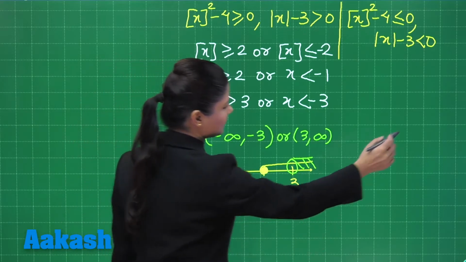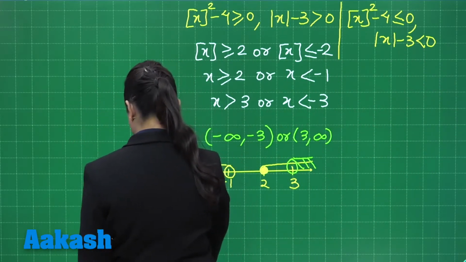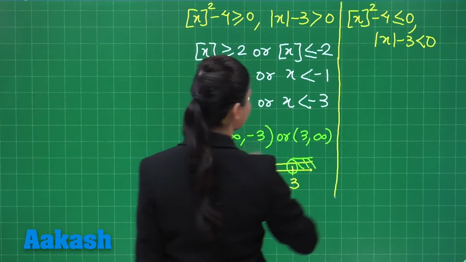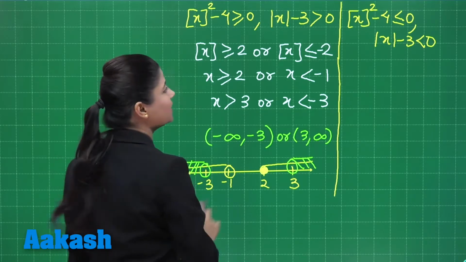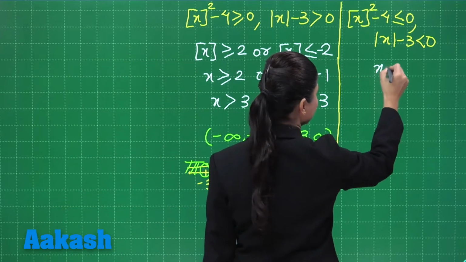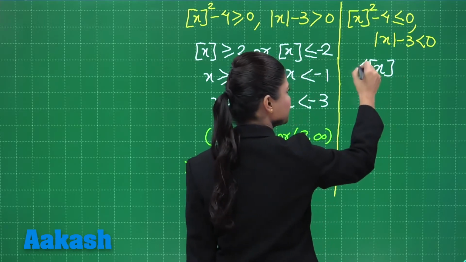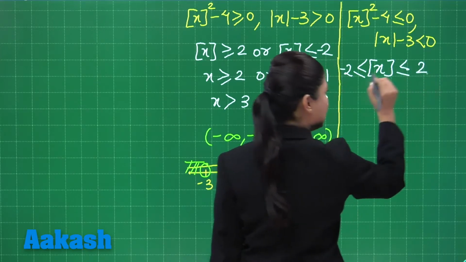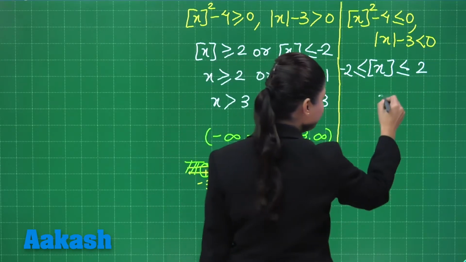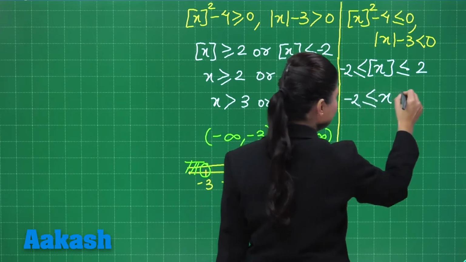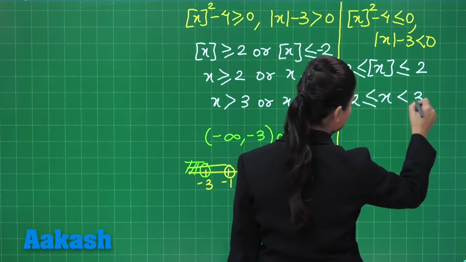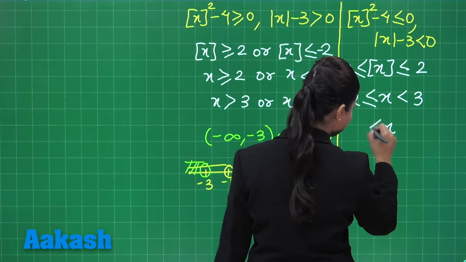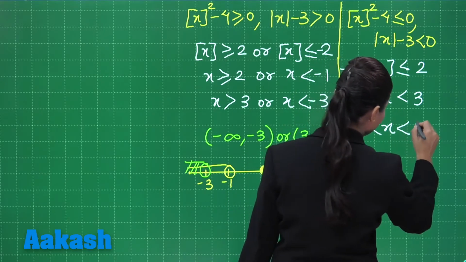Now let's consider our second case. In the second case, basically we are talking about ([x] minus 4) less than or equal to 0. Through this, you will obtain the result that the greatest integer function of x is greater than or equal to minus 2 and less than or equal to 2. This results in x greater than or equal to minus 2 and x less than 3. And through the inequality mod of x minus 3 less than 0, we obtain x greater than minus 3 and x less than 3.